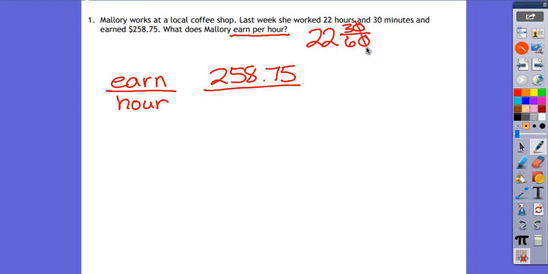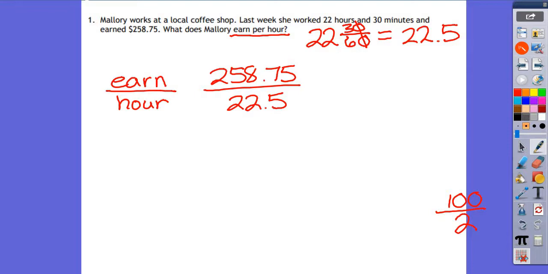60. Well, I could look at that as a decimal. That would be 22.5 hours, because 30 is half of 60. So she worked 22 and a half hours. Well, the same example I always come back to. If I had gone 100 miles in 2 hours, how far did I go in 1 hour?